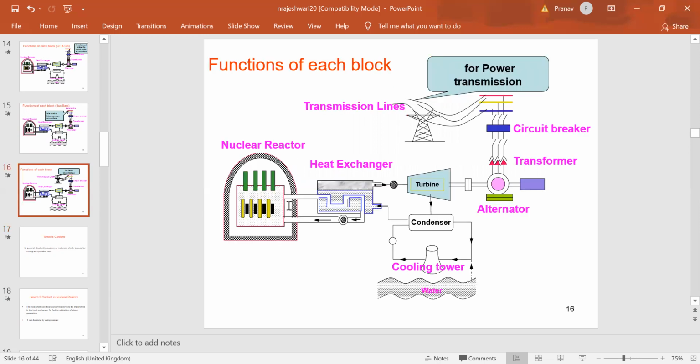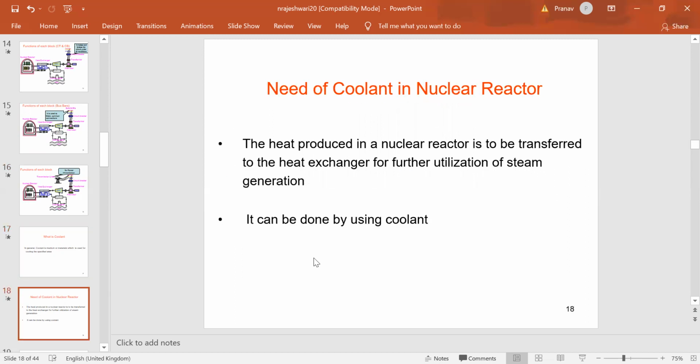Here coolant is required. If heat heavily increases, this coolant will cool the complete specified area in the nuclear reactor. And the need of coolant in a nuclear reactor is that the heat produced in the nuclear reactor is to be transferred to the heat exchanger for further utilization in steam generation, and it can be done by using coolant.